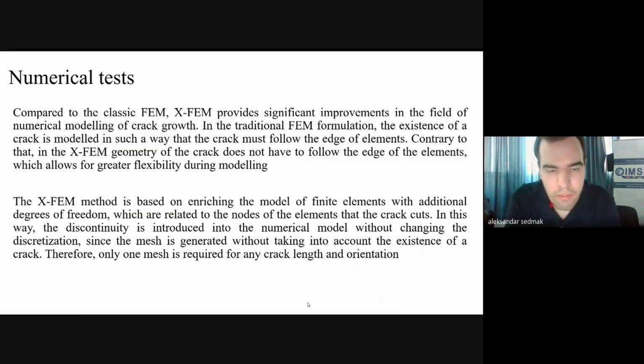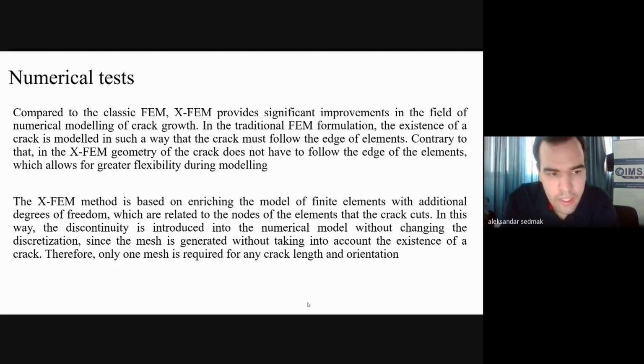So compared to the classic FEM, XFEM provides significant improvements in the field of numerical modeling of crack growth. In traditional FEM simulation, the existence of a crack is modeled in such a way that the crack must follow the edge of elements. Contrary to that, XFEM does not have to follow the edge of the elements, so it allows greater flexibility during modeling.